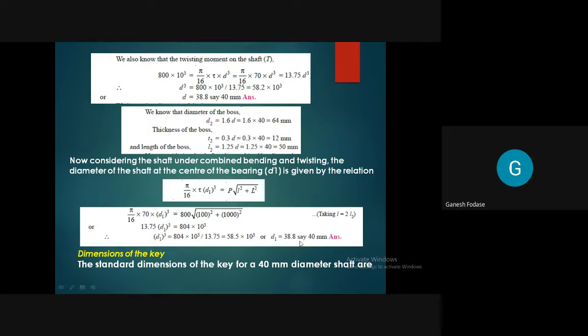Actually, it must be larger. You can take 42 also. Don't worry. But as D1 is 30 and we are rounding up to 40, we will not increase to a larger value. We will take the next standard value, so 40 mm. By considering the stresses and the permissible stress given, we take it as 40 mm. Don't increase it more because D is 38.8 only, and this is also 38.8. So we are going to take 40 mm. Unnecessarily don't increase it.